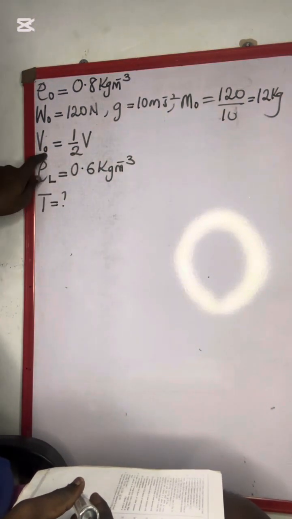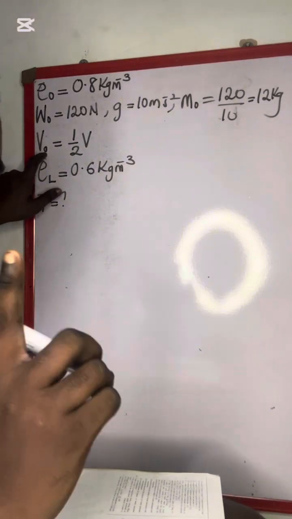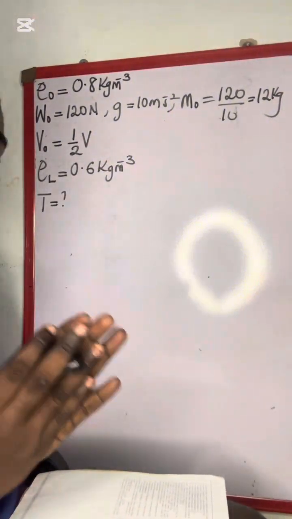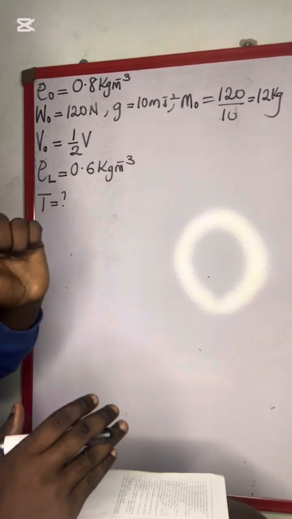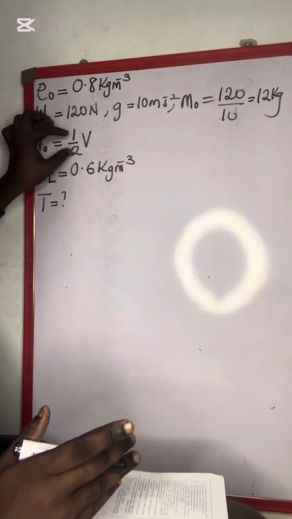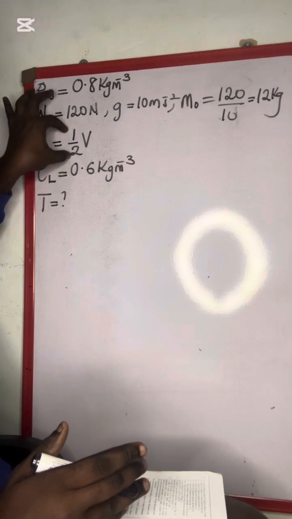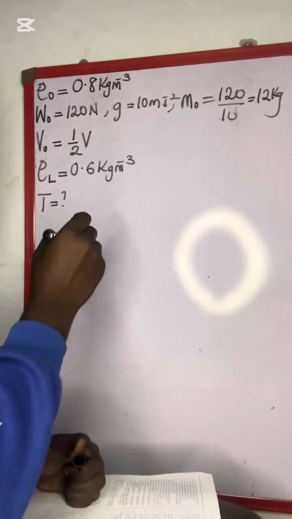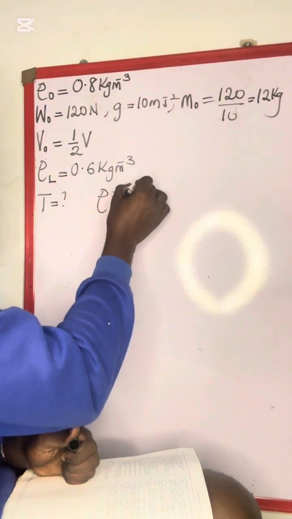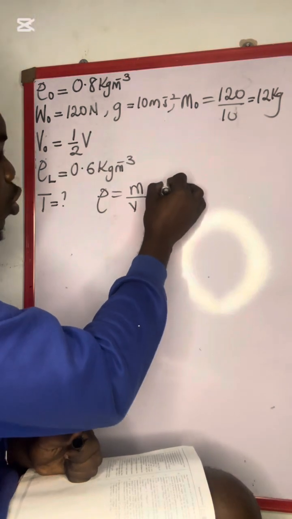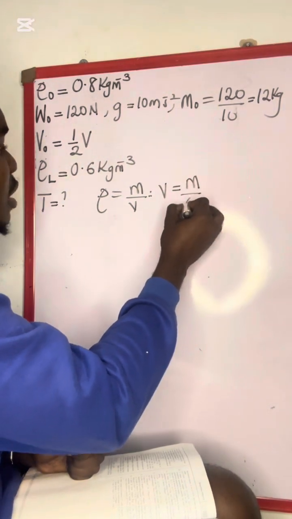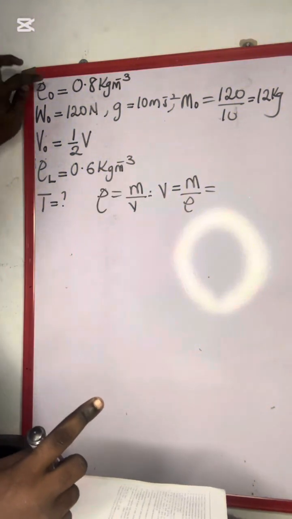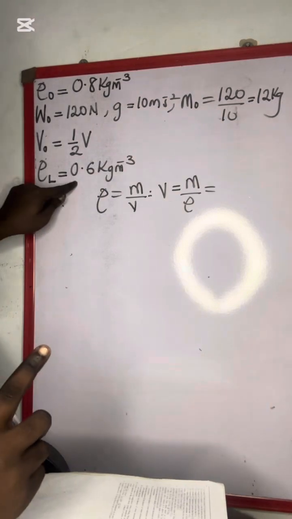Recall, VO is the volume of the object immersed in the liquid. V is the actual volume of the object. Now, the question said it only had half of its volume immersed. So the VO is half of the V. Now, therefore, we need to find the volume. Recall, density equals mass divided by volume. Therefore, volume should be mass divided by density. Now, the density we're going to be using is the density of the object, not the one for the liquid.